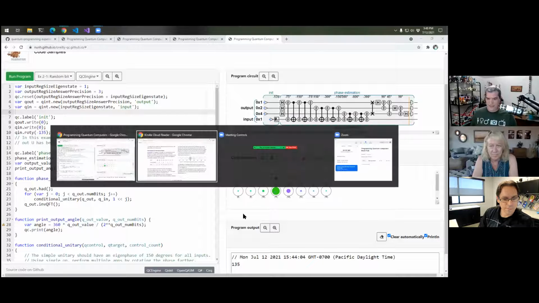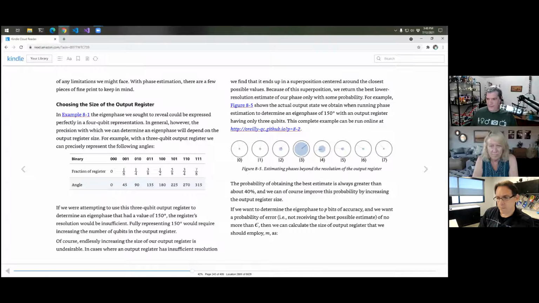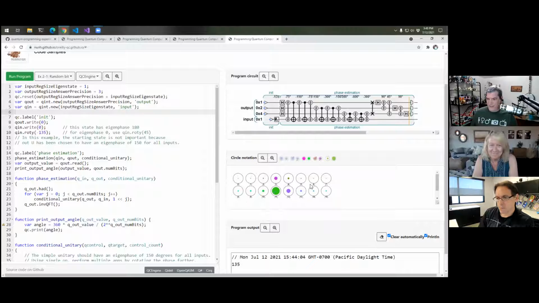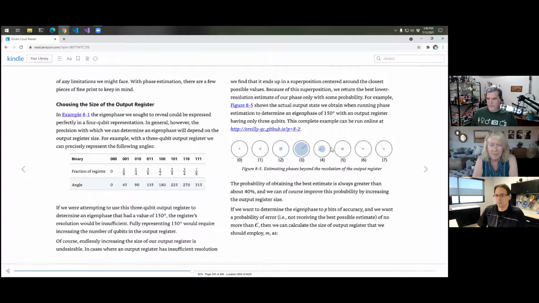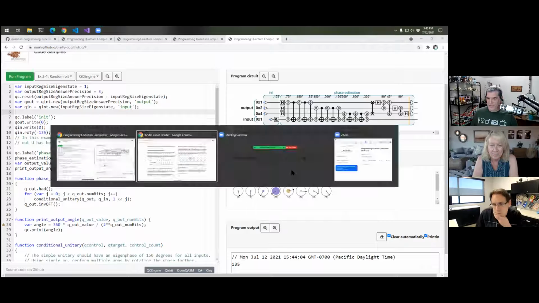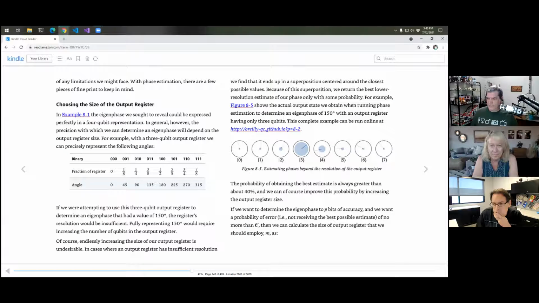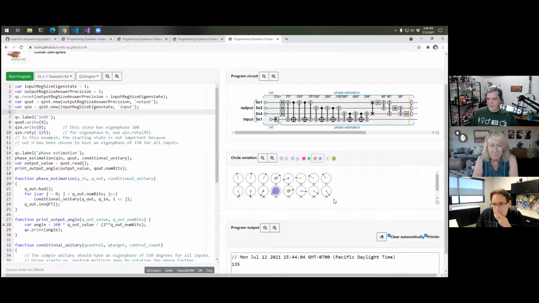So, okay, how close is that to the diagram? Pretty close. Your bottom register is... Yep. I think we got it. Although it's upside down compared to this, it looks like. But again, since we have our original register, our input register as part of this, it'd be nice if we could just visualize, have circle notation for just the output register.